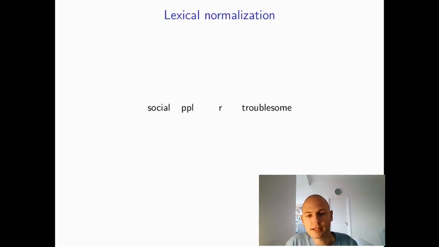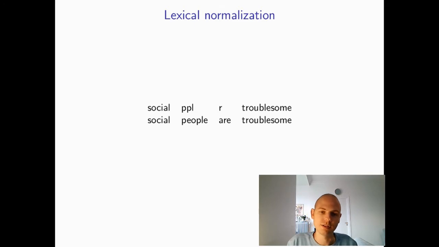On social media, it's quite common to use non-standard words, like in the example on the slide. And this might hinder our NLP systems because they have not seen these non-standard words before and don't know how to process them. One way to overcome this problem is to use lexical normalization, in which we translate these non-standard words to their standardized form. In this example, the word PPL is translated to people and the character R is translated to R.